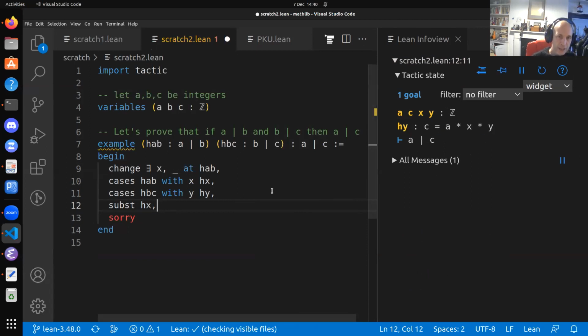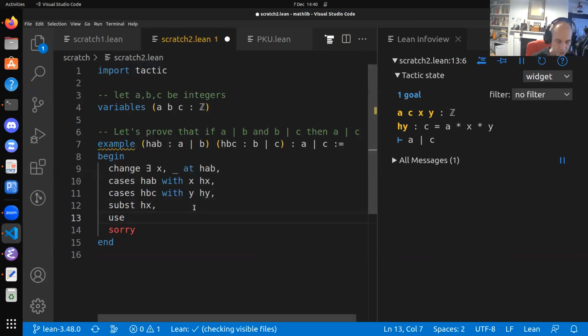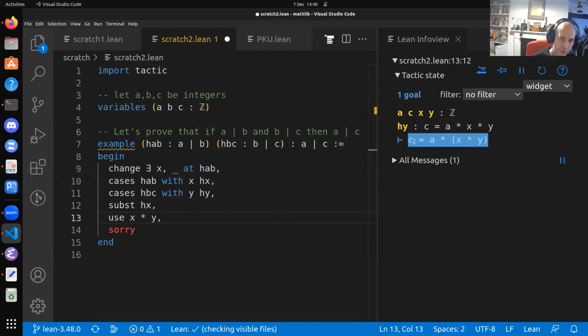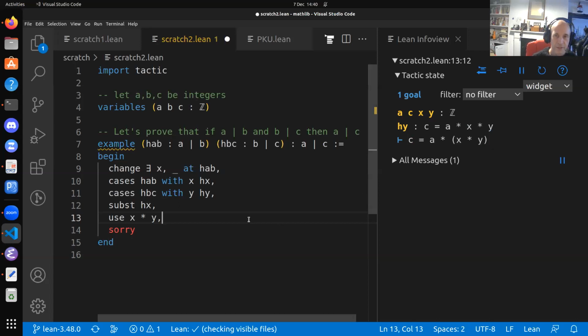And we're trying to prove that a divides c. That means we've got to prove that there exists some integer such that c is a times that integer. So we can just use x times y there. Now we have a hypothesis that c is a times x times y, and we're trying to prove that c is a times x times y. But there's an issue of associativity here. c is actually (a times x) in brackets times y. And we have to prove that c equals a times (x times y), but the brackets are in a slightly different place.